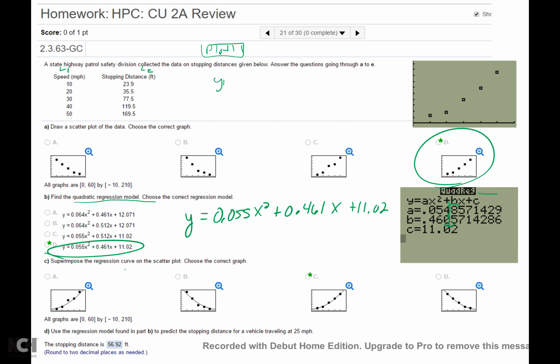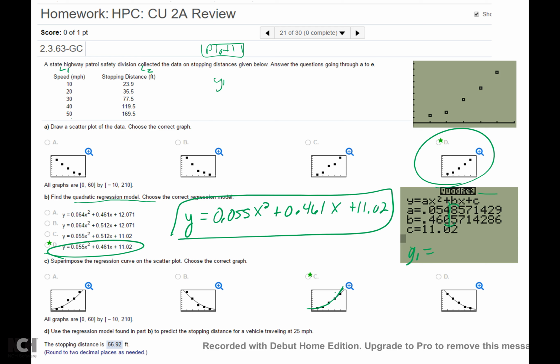And then it says superimpose the regression curve on the scatter plot. Well, that just means if you go back to y equals and you type this in next to y equals and hit graph again, it will draw the line through there.